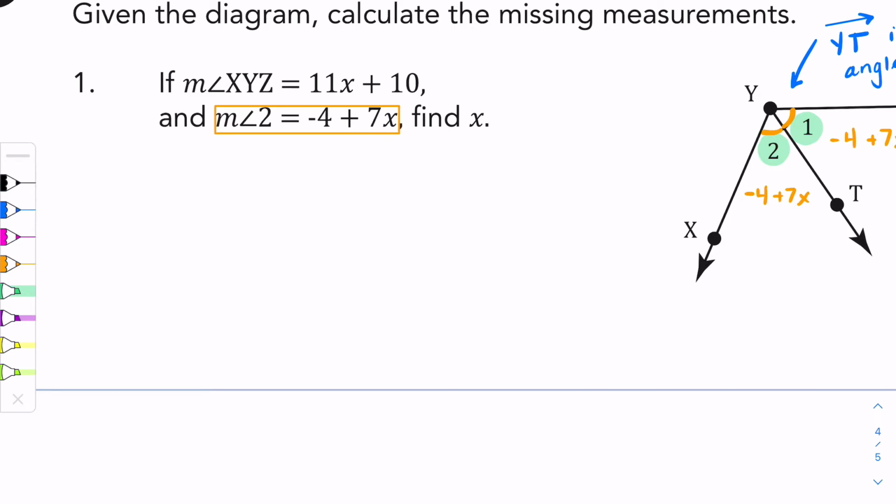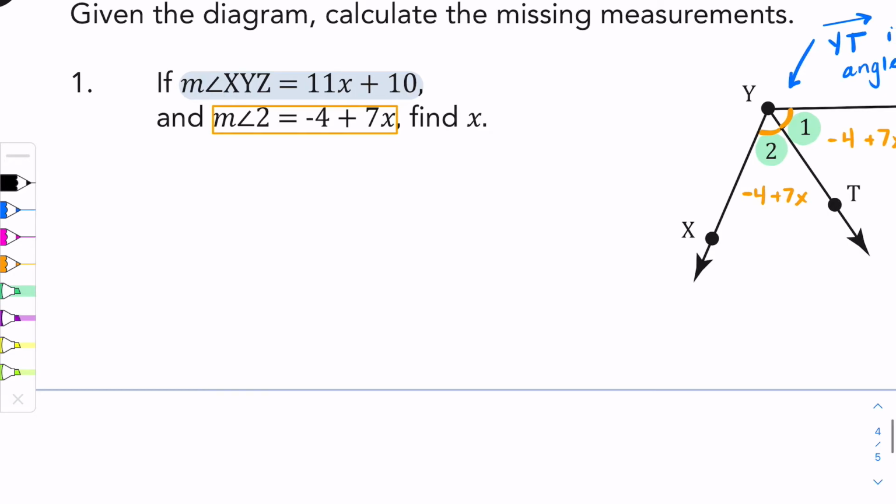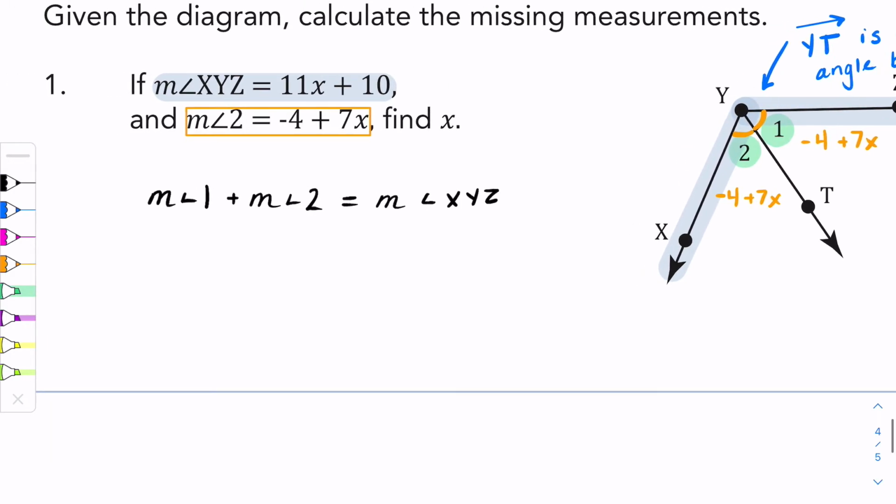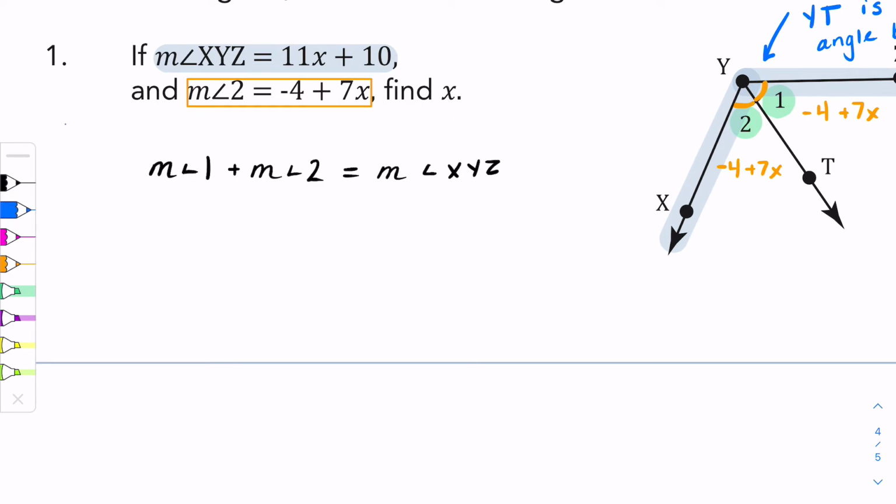As for solving this one, we're going to highlight that the total angle measure of XYZ, that's the entire angle, is equal to 11x plus 10. So when I write out my equation, I'm going to write that the measure of angle 1 plus the measure of angle 2 is equal to the measure of angle XYZ. Because again, XYZ is the entire angle. Add up the two smaller angles, that gives you the total angle. Also, I'm going to make a note, which you should all make too, that if you have a bisector, you have two of the same angles.